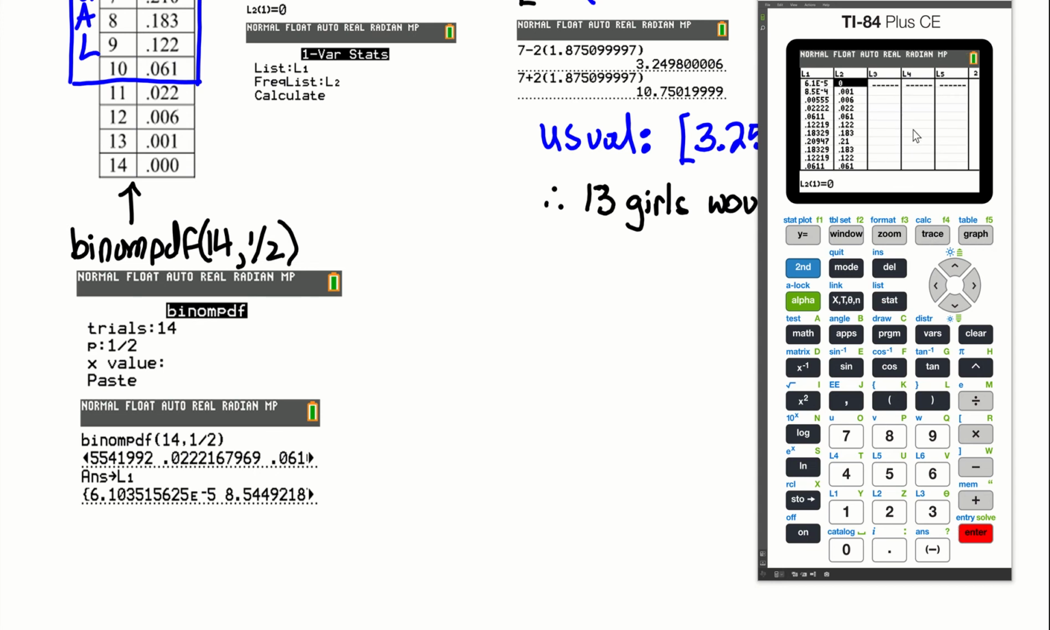All right, so I stored it into L1, and I left the L1 values from this problem in here from before. You can see, going down the list, what we had in the given table were all approximates. These are the real values corresponding with those numbers. This is really just saying, if nature is allowed to run its course, a 50-50 relationship, then these are what the probabilities should be.